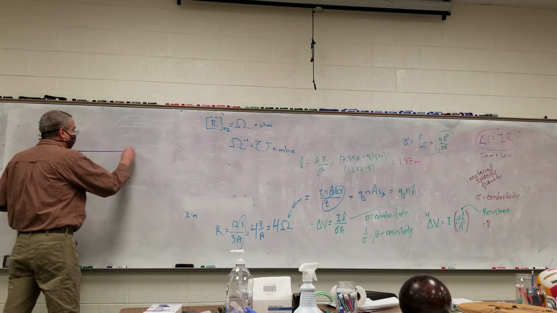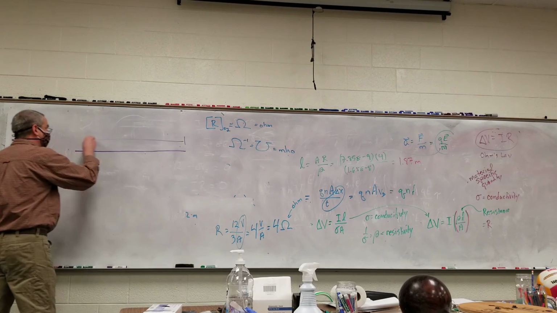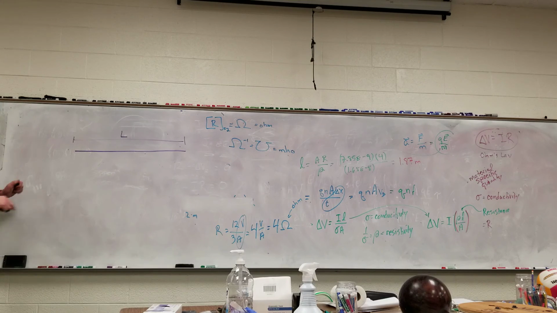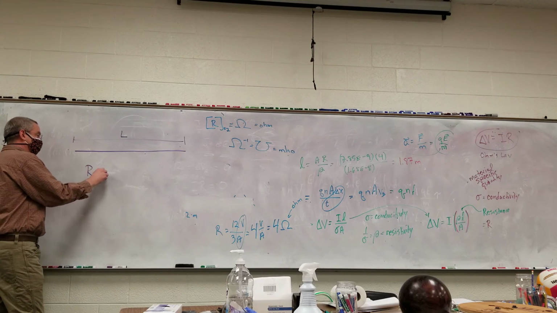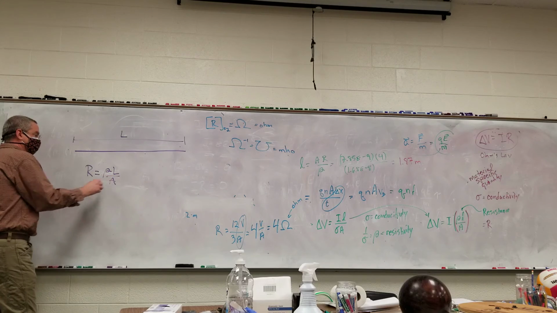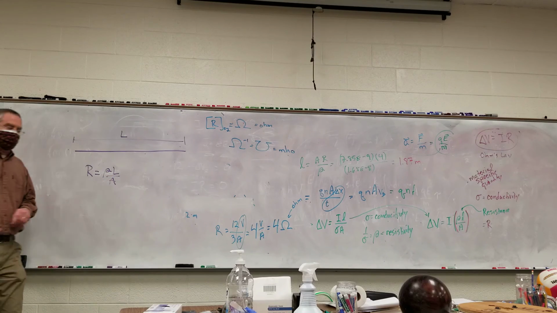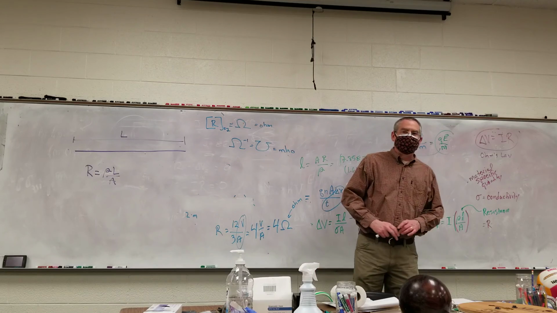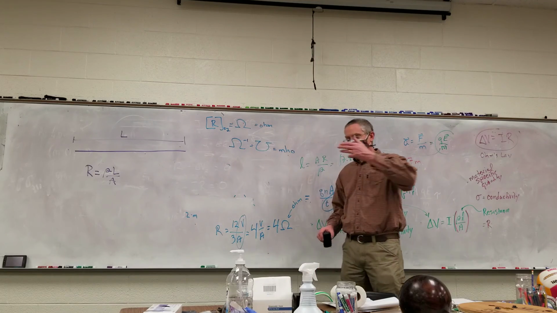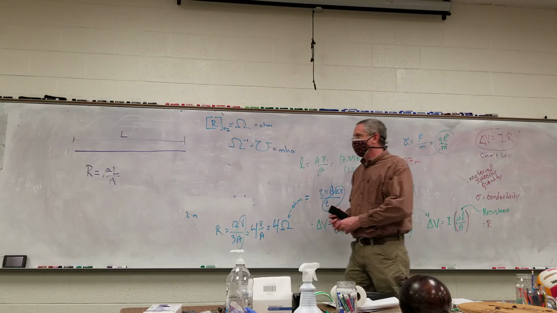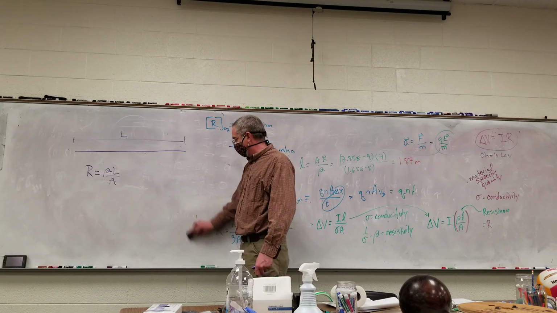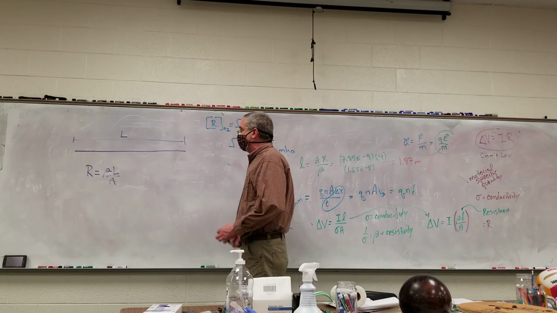So I've got a really long wire here of length L. I know that the resistance of this wire is rho L over A. No significance between uppercase L and lowercase l yet. I need to be careful about that because once we get to magnetism, capital L means something special later on.